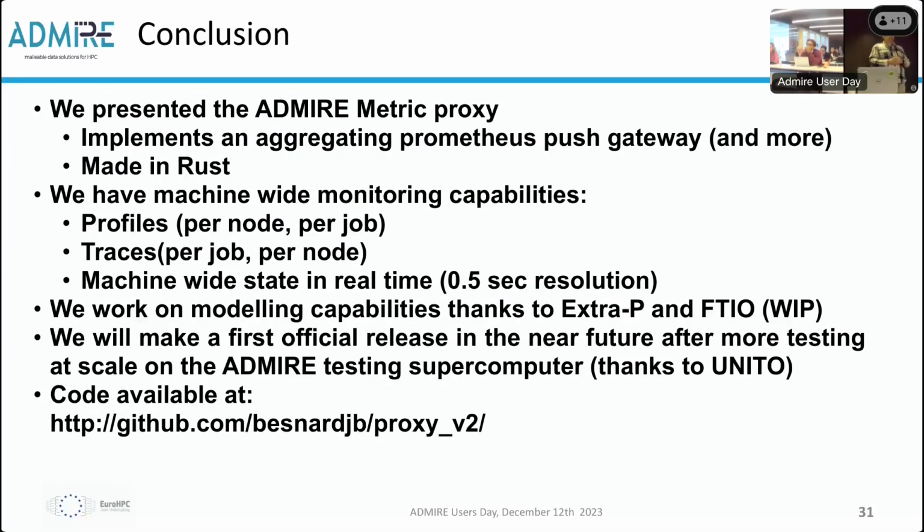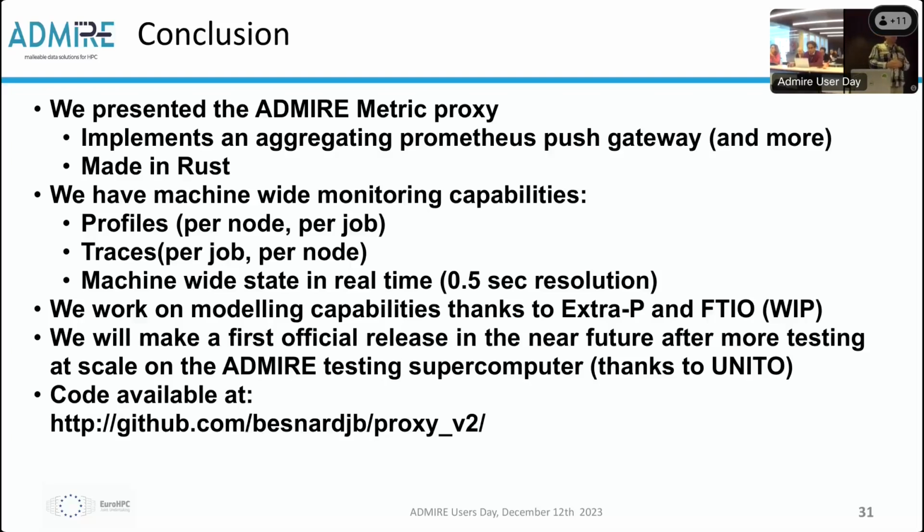capabilities. So we are able to generate profiles of all the jobs, real-time tracking of the jobs, traces of these jobs. And we tried it with 0.5 second resolution at scale. So it was 60 nodes, so we had the data flowing towards us. We are currently working on modeling capabilities, which is the final step of the project.